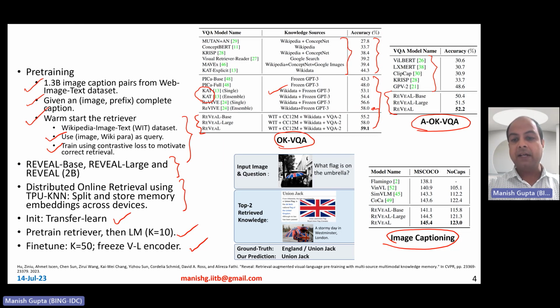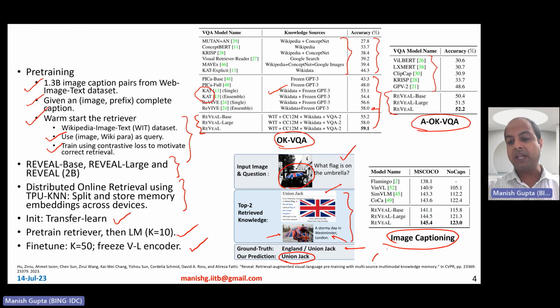Now, here is an example to show what kind of retrievals you get from the Reveal architecture. The input image has an umbrella, and the question is, what flag is on the umbrella? These are the two retrieved knowledge pieces. This is the Wikipedia page with the Union Jack flag, and there are also other umbrellas with the same pattern, with London as a caption. The ground truth is England, Union Jack, and the prediction is Union Jack, which is very accurate thanks to the multimodal knowledge memory and knowledge sources which Reveal has access to.